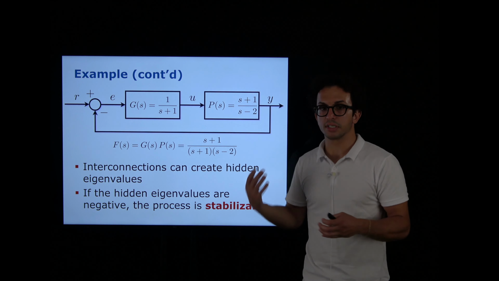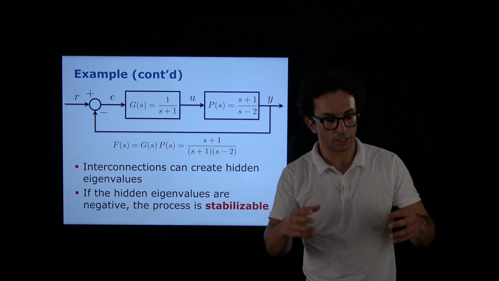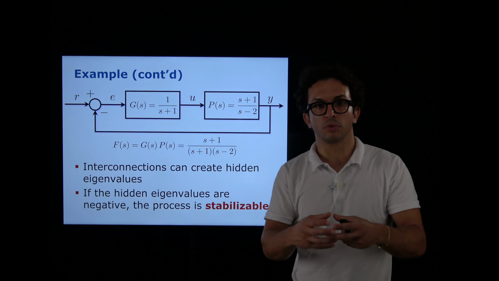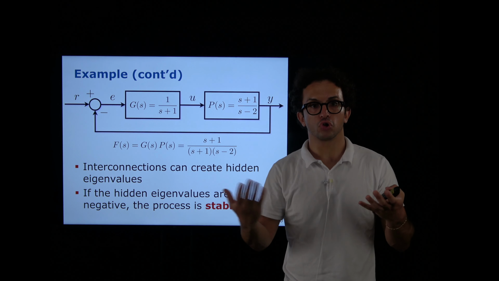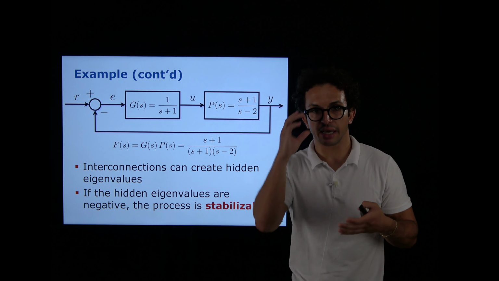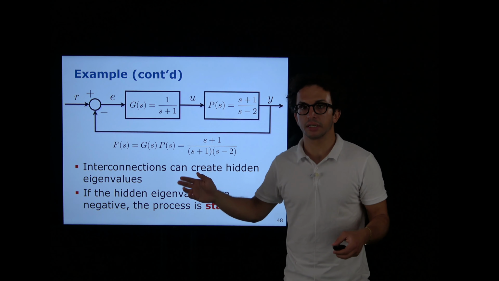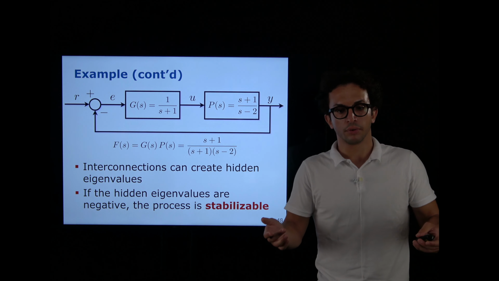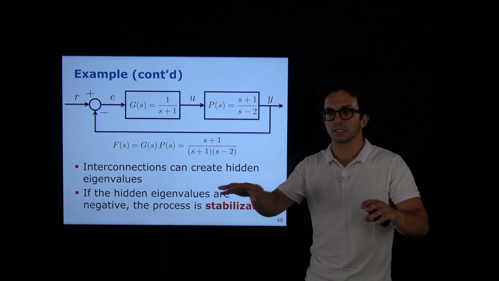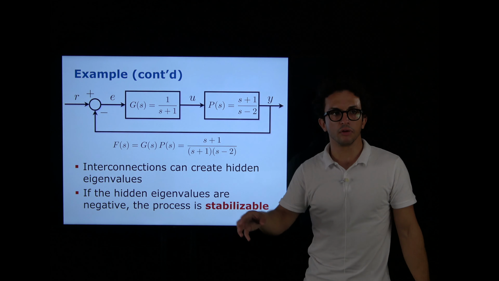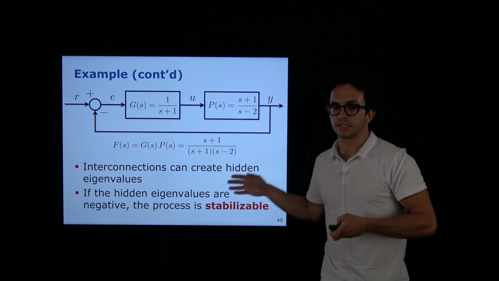So interconnection between systems, even when you put a controller there, can actually create hidden eigenvalues. It's not something that stays within the limits of the process you're trying to control. It might have hidden eigenvalues or not, but when you put the controller there, you can also create more hidden eigenvalues, which might be a problem. Of course, if all the hidden eigenvalues have negative real part, then the process is stabilizable, because you don't have any hidden eigenvalue that we cannot influence and that causes an unstable evolution.